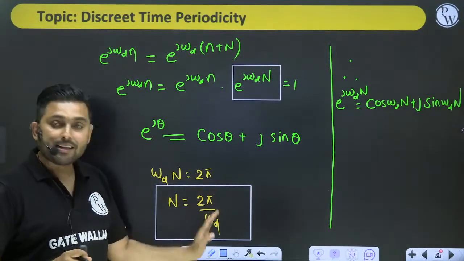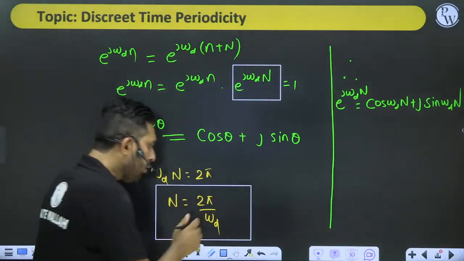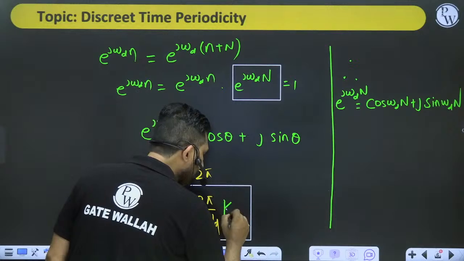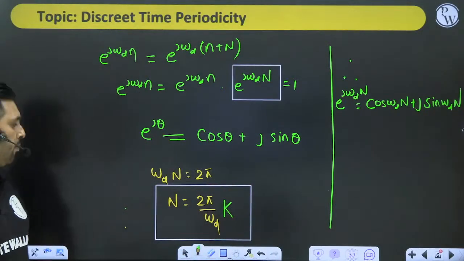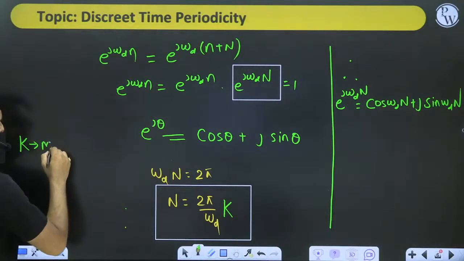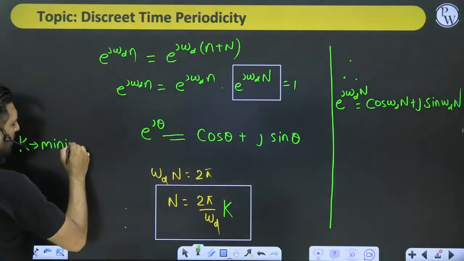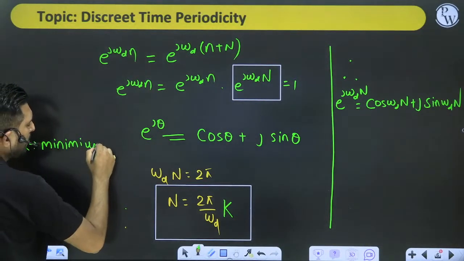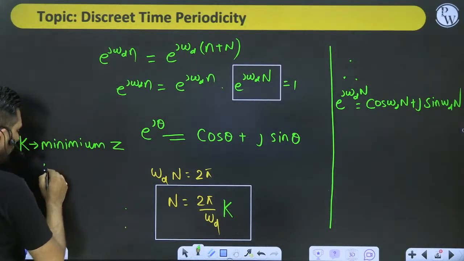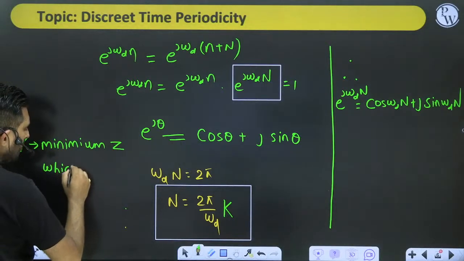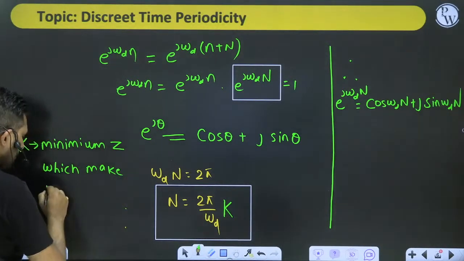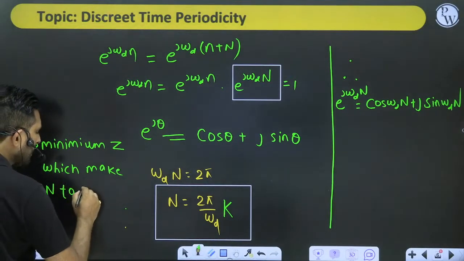Now to guarantee that this N belongs to the integers, I am appending one variable k. What is the purpose of this k? See, k is the minimum integer, minimum in Z, which makes N an integer.